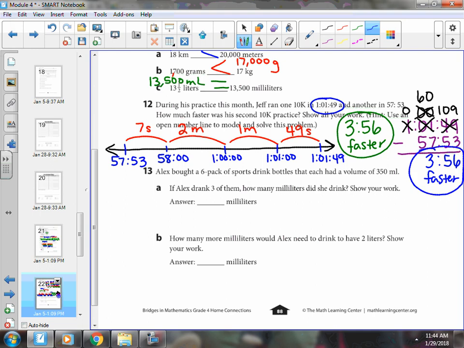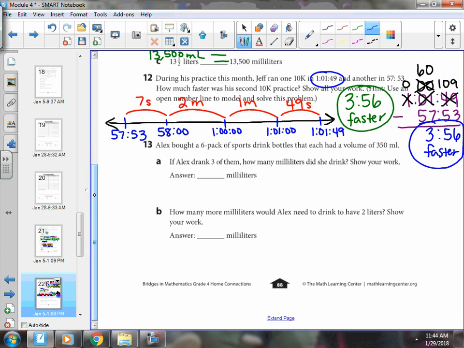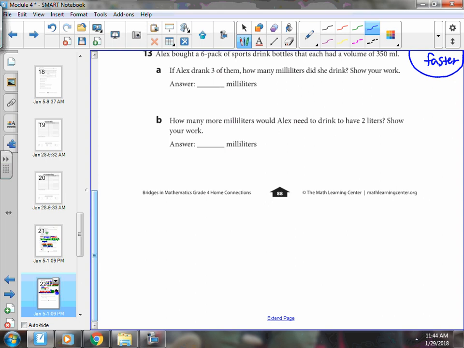All right, last one. Alex bought a 6-pack of sport drink bottles that each had a volume of 350 milliliters. If he drank 3 of them, or she drank 3 of them, how many milliliters? So I'm going to do 350 times 3, or 350, 350, 350. 1,050.